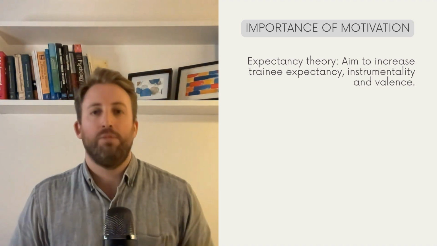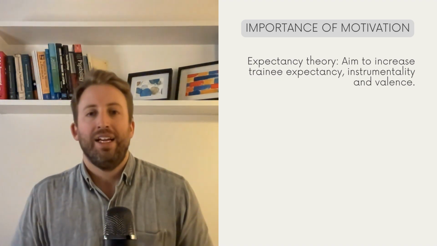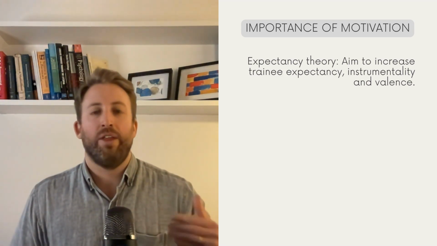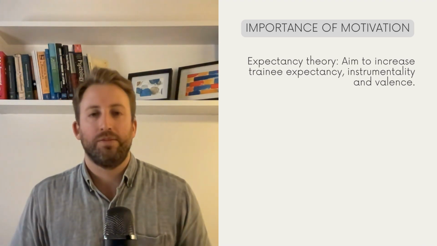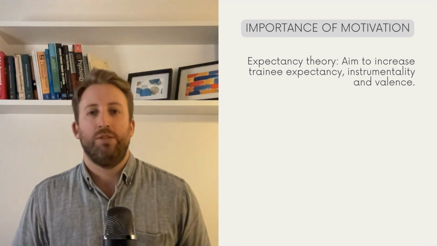Instrumentality is about the connection between how well they do the training and the results that will lead to. And valence is all about that reward. How appealing is the outcome they'll achieve by doing the training? Now, if we want our trainees all fired up and engaged, all these stars need to align.